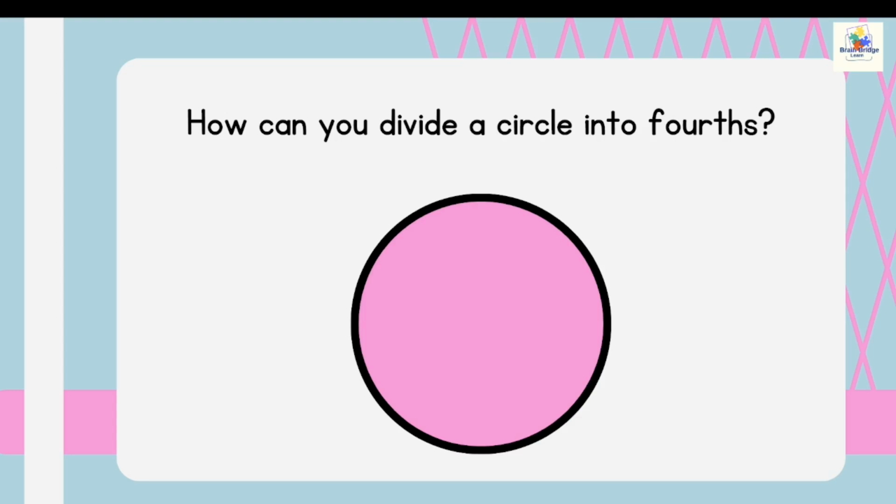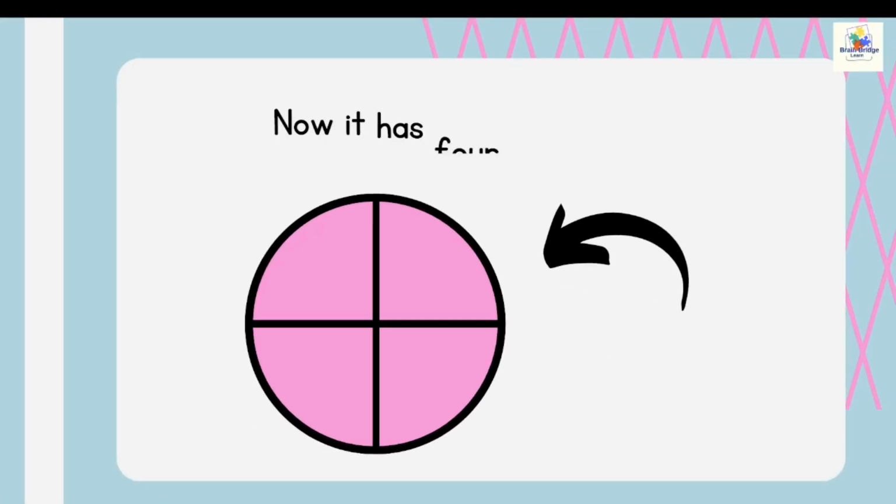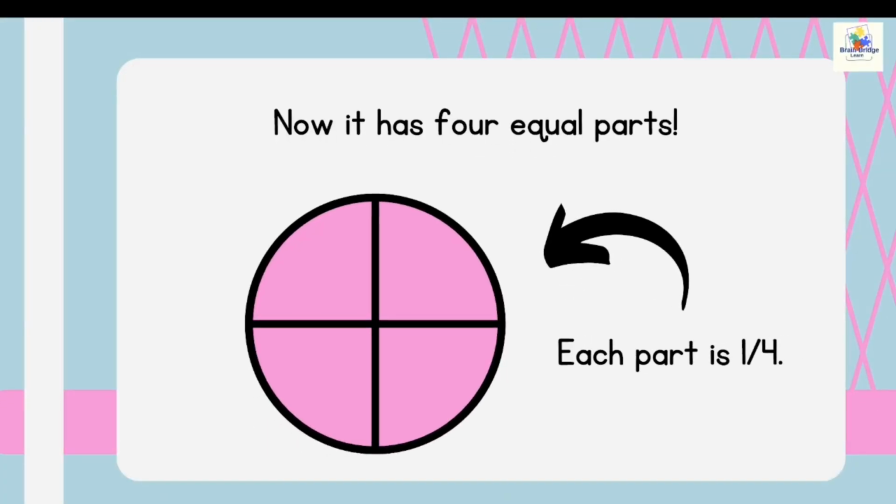How can you divide a circle into 4? Divide the circle into 4. Now it has 4 equal parts, like we have drawn a line with a ruler in the middle of the circle and from the other side too. So each part is 1/4.